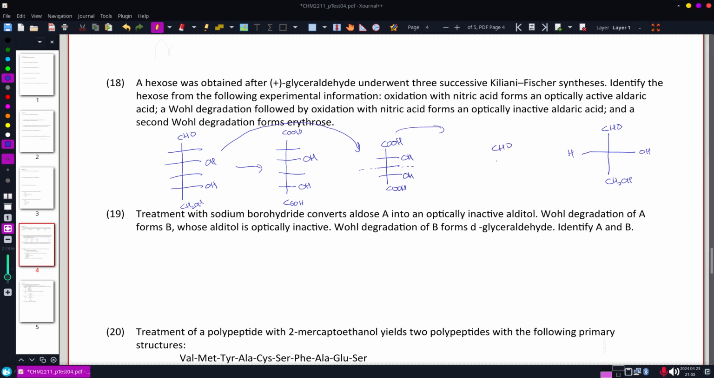So erythrose is, OHs are both on the same side. So that tells us this location was OH, and this location was OH, and this location is OH. And now this middle one here, this guy we can figure out. Since it was optically active, I can't have the OH here, because if it was, it would be optically inactive. Therefore, the OH needs to be on this side. That's going to give us our final product, or the hexose in question. 1 OH on the left, the other 3 on the right.